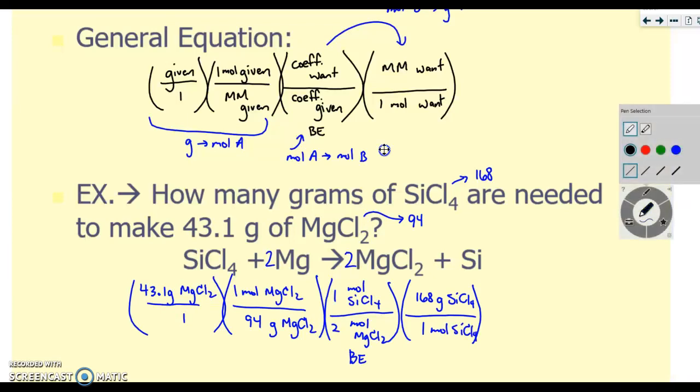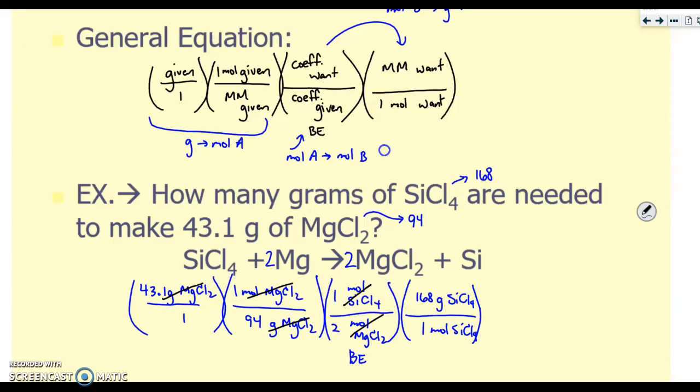Once again, I'm able to cross things out. So grams of MgCl2 go away. Moles of MgCl2 cancel. Moles of SiCl4 cancel. And then I'm able to solve my problem and round for sig figs. So we followed our general equation, which is exactly what you're going to have to do on the next slide.